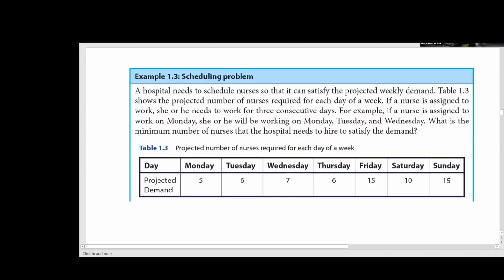For the diet problem, the answer wasn't how many carbohydrates to take. The answer was how many servings of each food to take. The previous problem, the solution was how many of each model to produce, to manufacture. Here, what do you think would be the solution? Number of nurses to hire. How many to hire, right?